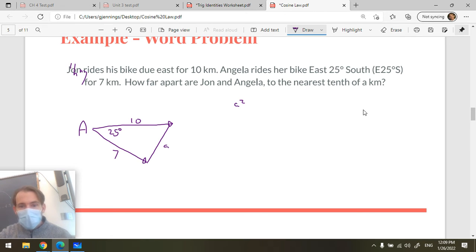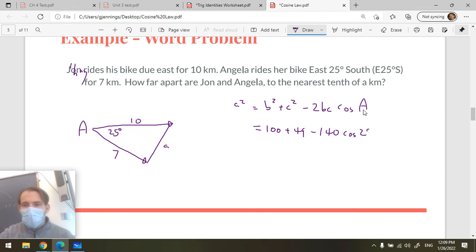A squared equals b squared plus c squared minus 2bc cosine of a. Put in my values. B squared is 100. C squared is 49. 2 times 10 times 7 gives me minus 140 cosine of 25. That is what the value of a squared is going to be. A squared is equal to 149 minus 140 cosine of 25.